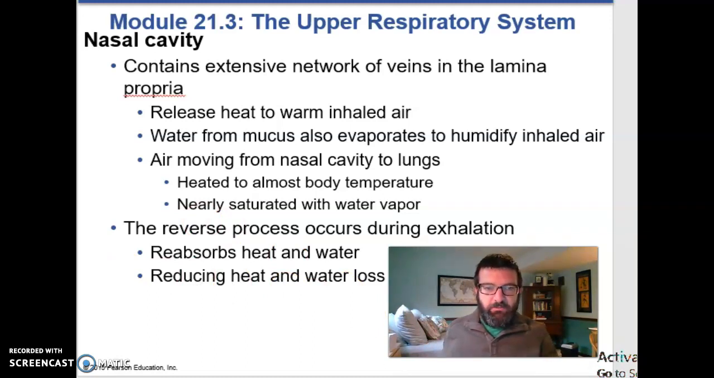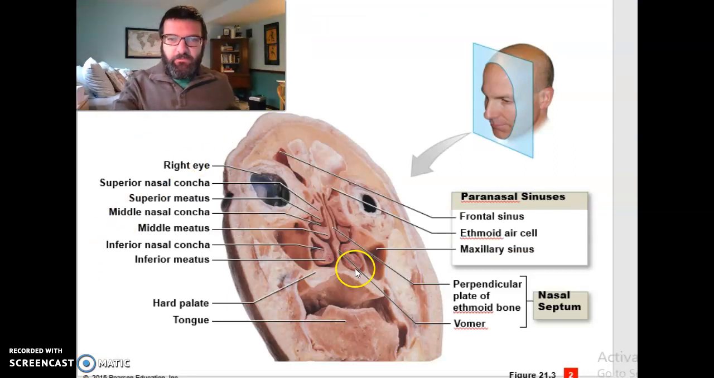And here, this is obviously a cross-section of a face. You can see the nasal septum in between the two sides, and that is made of your vomer at the bottom, and then of the perpendicular plate of your ethmoid up top.